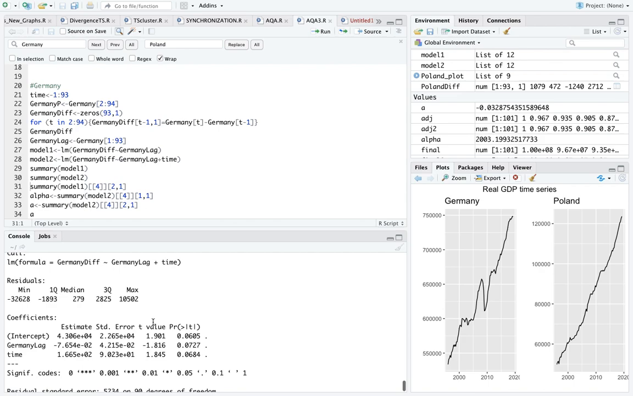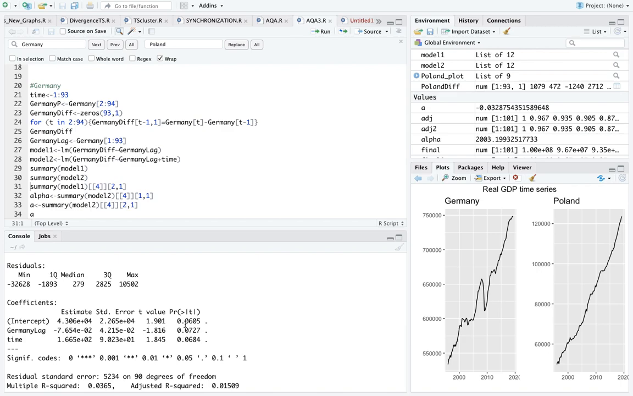When I add time trend, and look, now things change a little bit. But look, coefficient beta is statistically significant, but only at 10% level. The same can be said about the coefficient on lagged Germany GDP. So look, we have very inconsistent evidence from this, right?